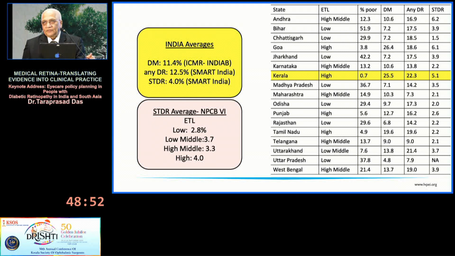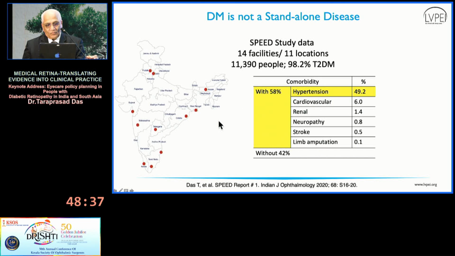This is the India average of diabetes and diabetic retinopathy, and Kerala is highlighted here. We have got 25.5% of DM, 22% of any diabetic retinopathy, and 5% of DR, which is much higher than the India average shown here. But diabetes is not a standalone disease. If somebody thinks that with diabetes nothing happens, it is not really true. We published a large paper of 11,000 people from the entire country, from North Punjab to Tamil Nadu, that hypertension is very, very common. 58% of people have comorbidity, and hypertension is the most common of them.